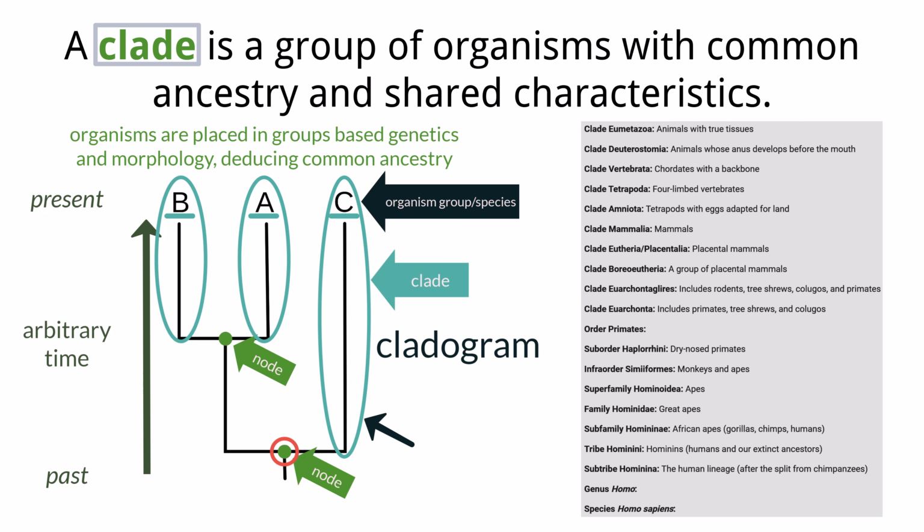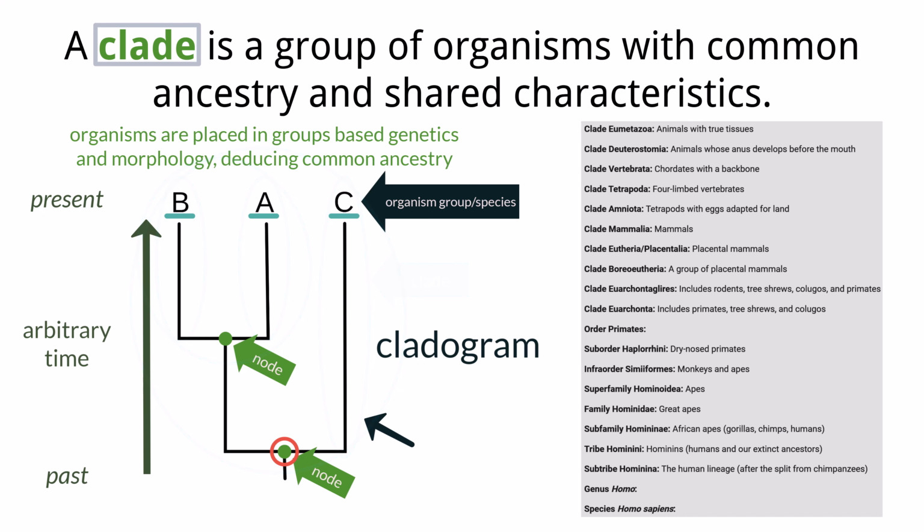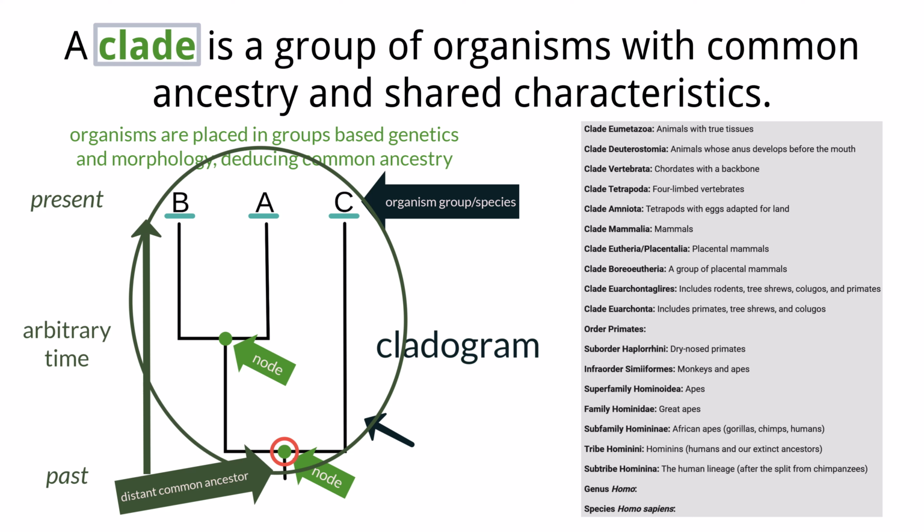In addition to that, each node makes a clade that includes every organism that comes after it, and because of this, organisms can occupy more than one clade. So as an example, if we take a look at the most distant common ancestor between these three organisms, it would be here, which means that this common ancestor is the node that identifies this clade that has all three organisms.